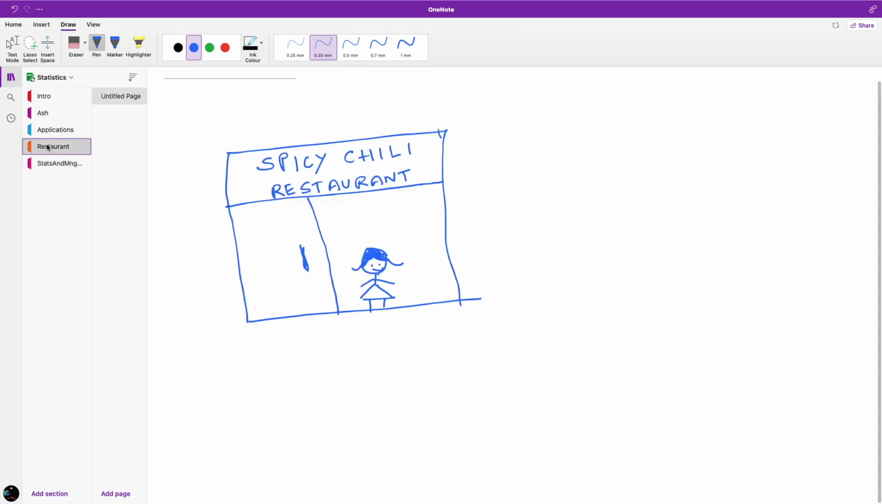Let's take a fictitious example to understand how managers use statistics. Let us say there is a lady named Ash who has a restaurant, and the name of the restaurant is Spicy Chili. She owns this restaurant. Now, to run this restaurant well, she needs to be able to make good decisions.